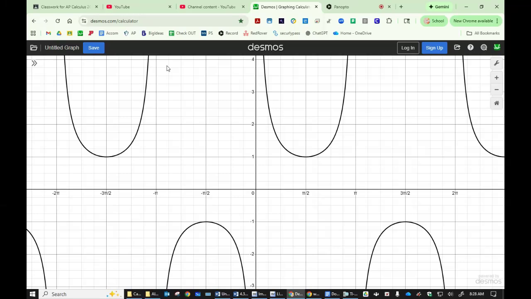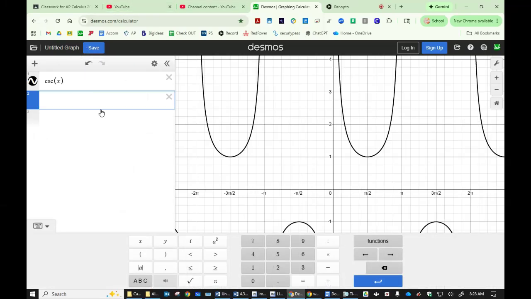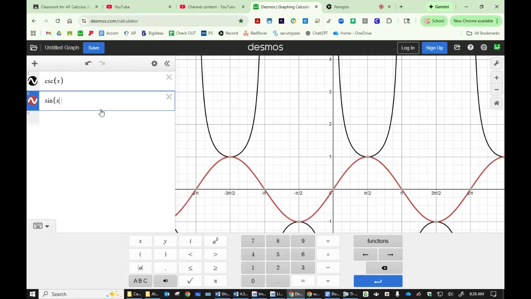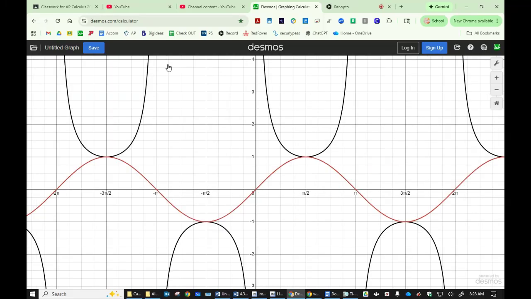Now it looks like this is going to be terrible to graph, but look, here's the connection. Let me graph sine for you on the same graph. So what do you notice about the relationship between sine and cosecant? Yeah, they meet at that 1, right? The maximum of sine is the minimum of cosecant.